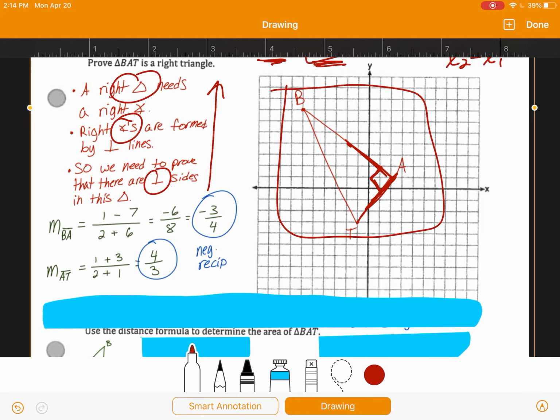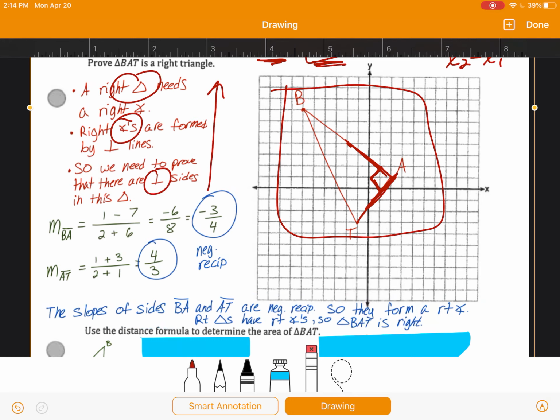So we're going to use that to write a sentence to summarize what we've just said. The slopes of those two sides are negative reciprocals, meaning they form a right angle, and right triangles have right angles, so that means that triangle BAT is a right triangle.